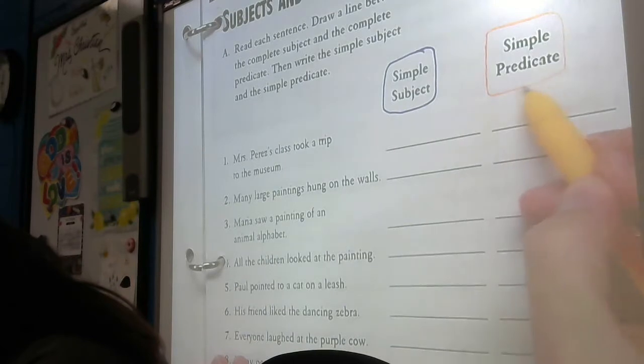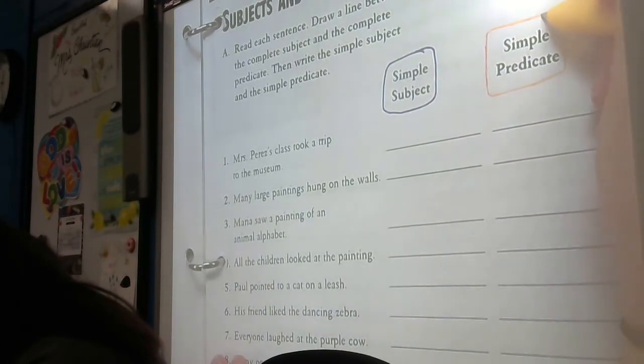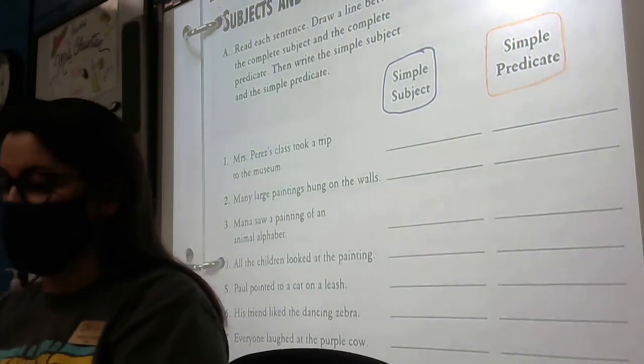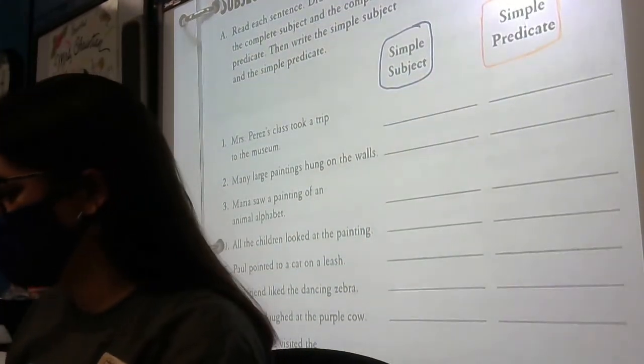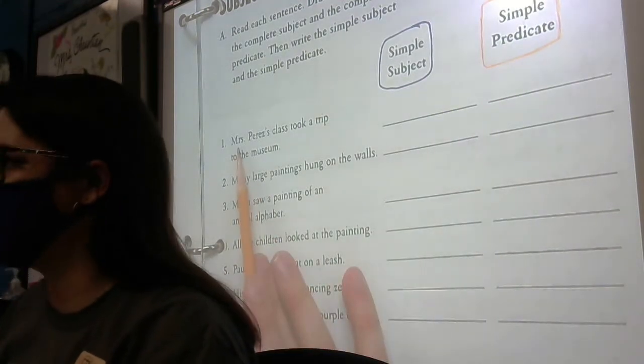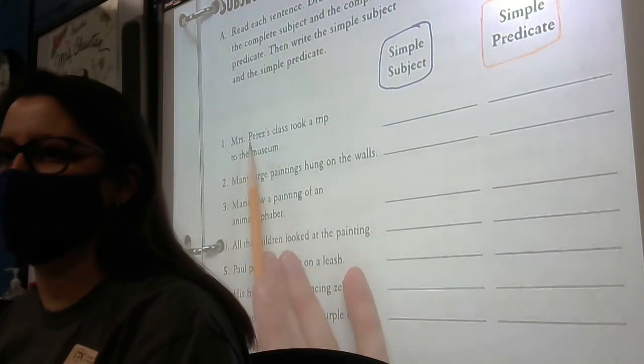Okay, so let's go through. The very first thing we're going to do is do our fence post. And the instructions tell me to do that. And then they tell me to identify the simples. Would you guys like me to read the sentences, or would you like me to pick you?